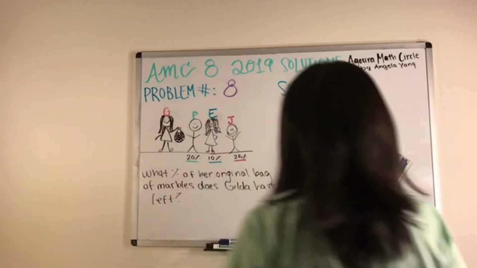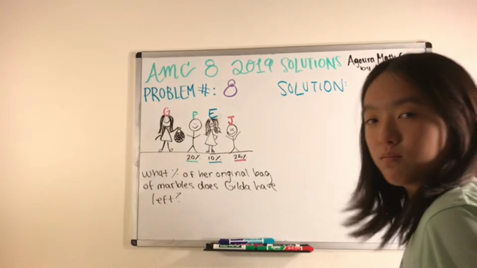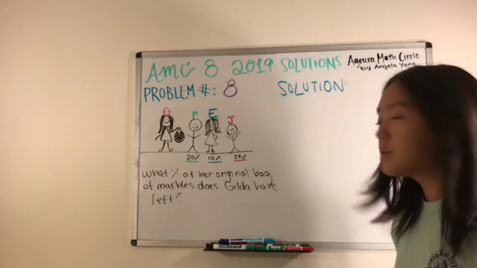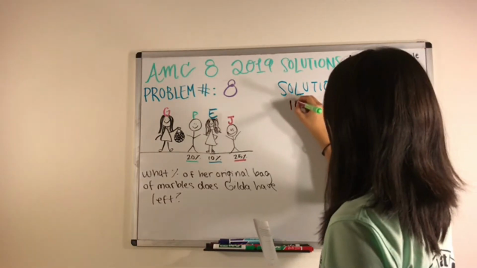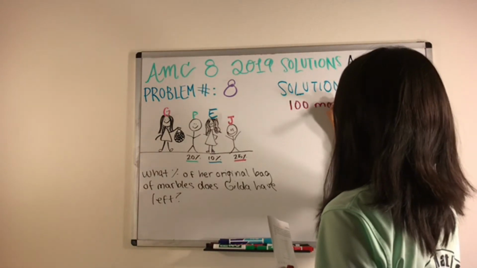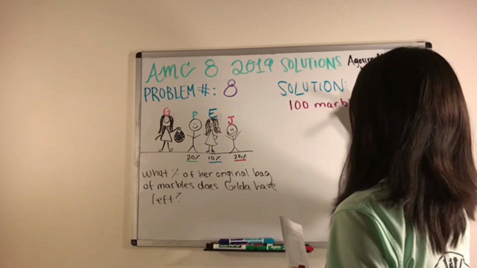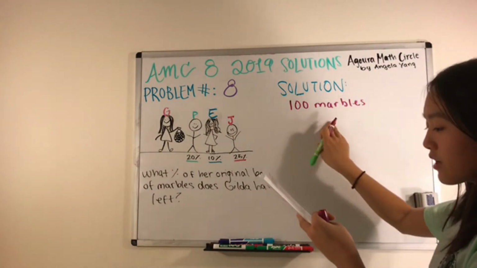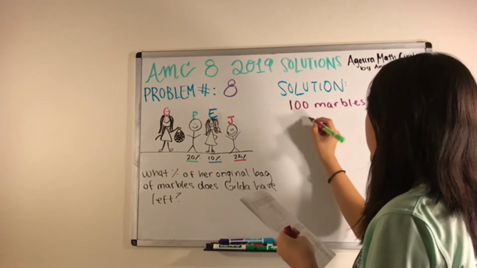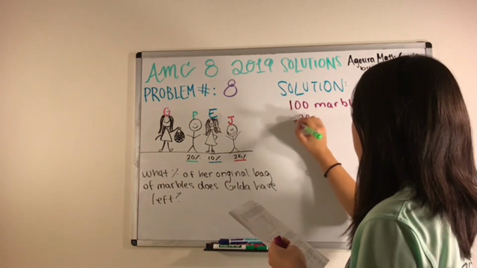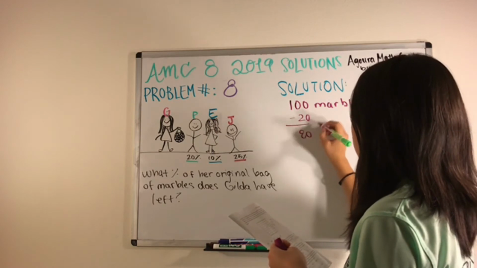In order to solve this, a lot of these kinds of problems typically pop up in AMC 8, and the way I would solve it is just assume that she has 100 marbles. It makes it way easier for you. If Gilda has 100 marbles, and she gives 20% of that amount to her friend Pedro, she's giving away 20 marbles. So minus 20 is 80. We'll label this step Pedro.